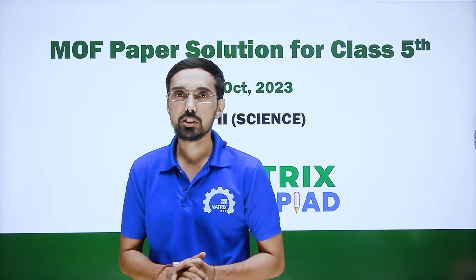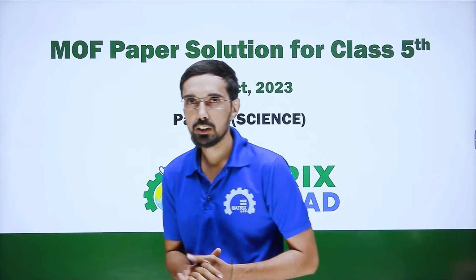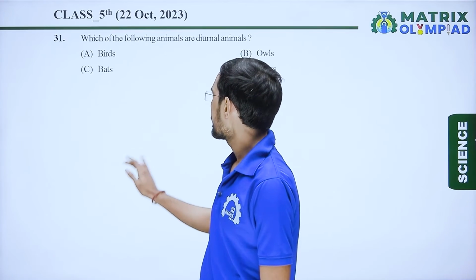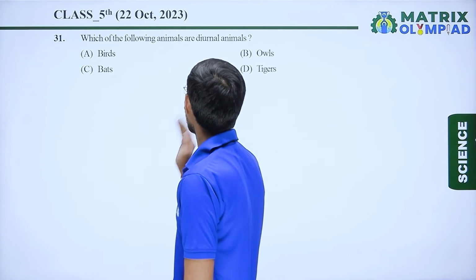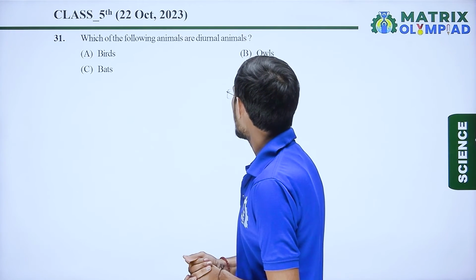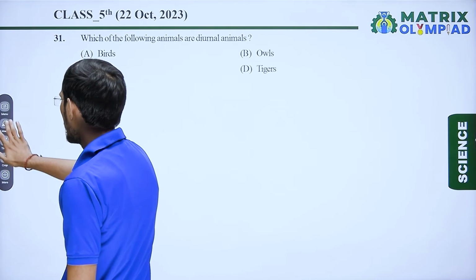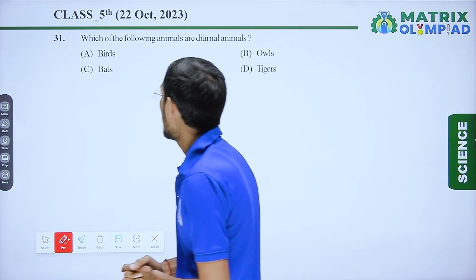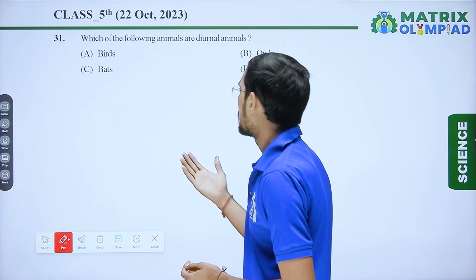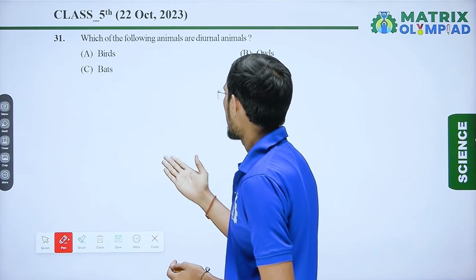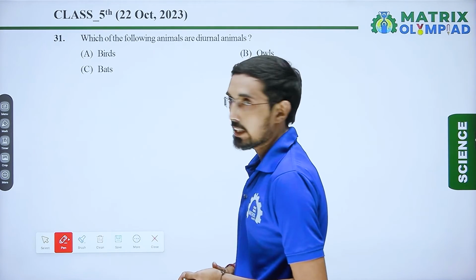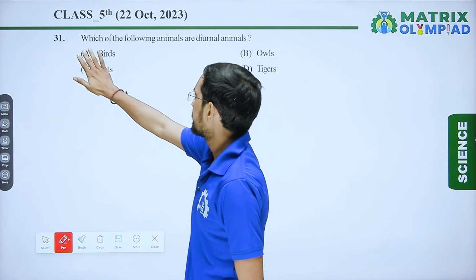So now we will start our 31st question. Which of the following animals are diurnal animals? We have to find out the diurnal animal correct answer. So our first option are birds, owls, bats and tiger. So our correct answer will be birds.